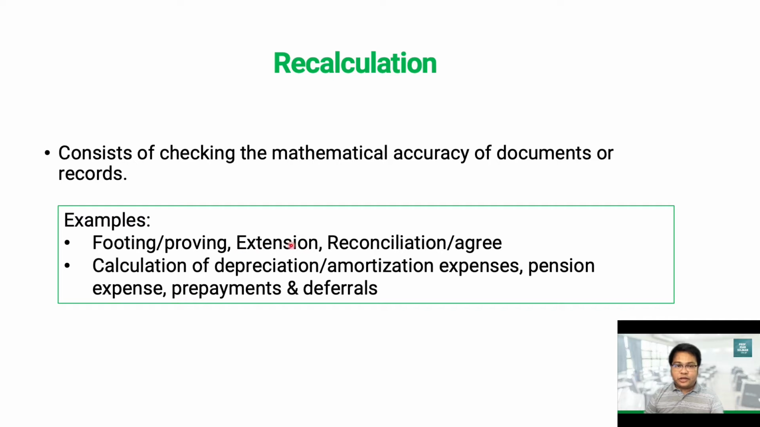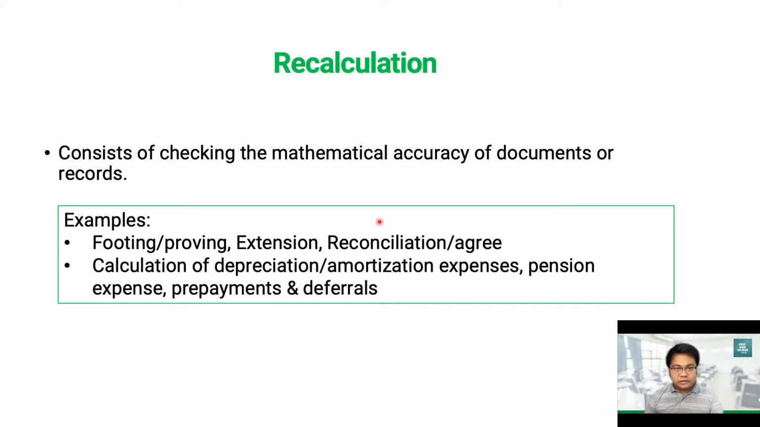So extension, similarly, is summation in a row of data. For example, there's month 1, month 2, month 3, month 4. Then there's a total amount for those months. So that is the extension. You also check the mathematical accuracy.